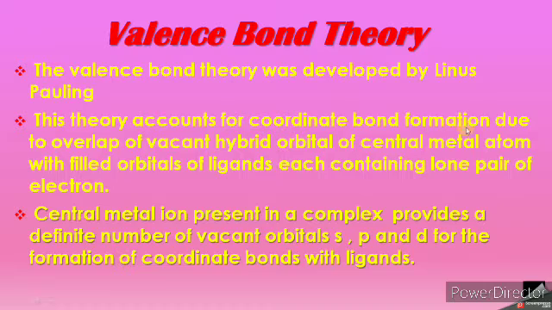So coordinate bond forms due to overlap of vacant hybrid orbital of the central metal atom, which acts as an acceptor, with filled orbital of the ligand, which acts as a donor, each containing a lone pair of electrons. The central metal ion present in the complex provides a definite number of vacant orbitals s, p, d for the formation of coordinate bonds with ligand. Here we consider the transition metal, so d orbital can also be involved to form bond with ligand.